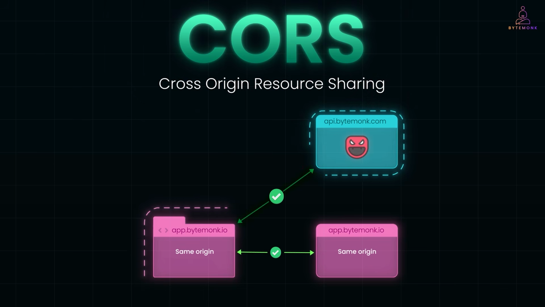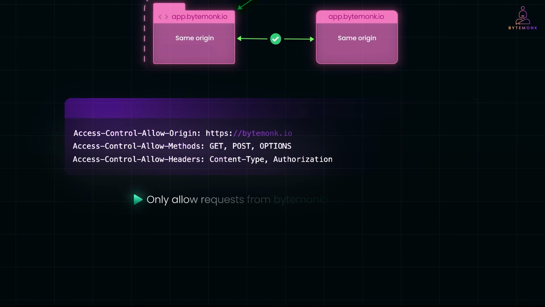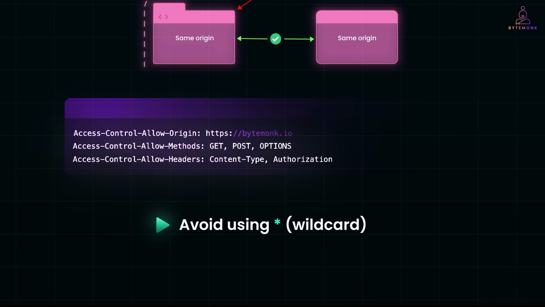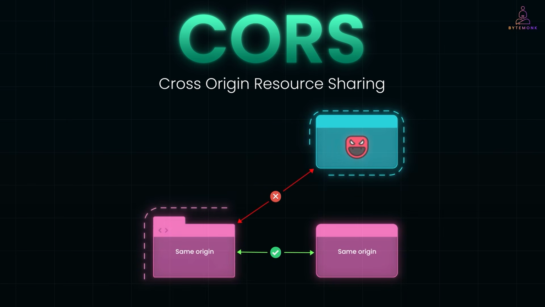And here is an example. This tells the browser only allow requests from bytemonk.io and only accept safe methods like GET or POST. Only allow specific headers like content type and authorization. And again guys, avoid using star or wildcard unless you are absolutely sure there is no sensitive data involved. Think of CORS as a gate. You decide who gets in.